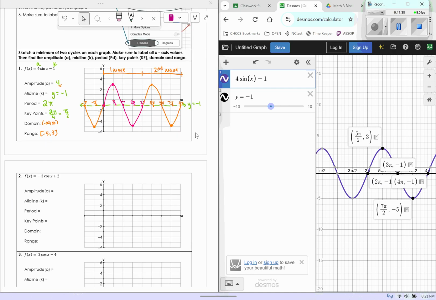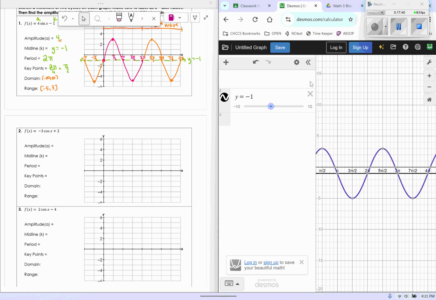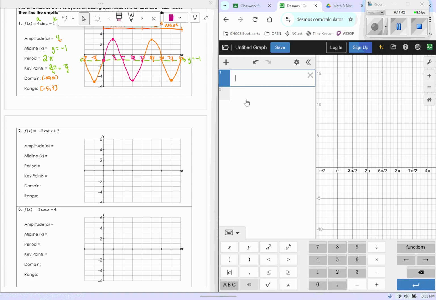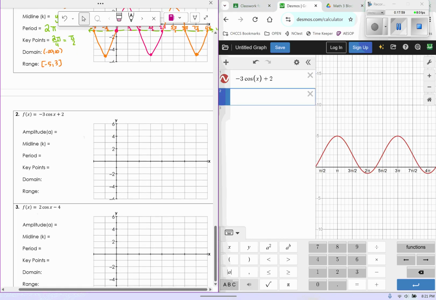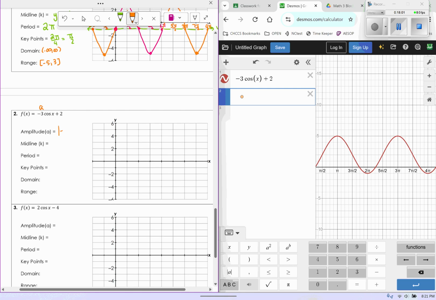All right, so let's go ahead and practice another one. So I'm going to clear that out, and I'm going to type in the equation negative 3 cosine now. So you can hit the functions of cosine, or you can just type it x, close that parenthesis, plus 2. So here's my graph. We need the midline. So the amplitude is, again, that a value in front. So the absolute value is a distance. The k value here is going to be the midline, so y equals 2.